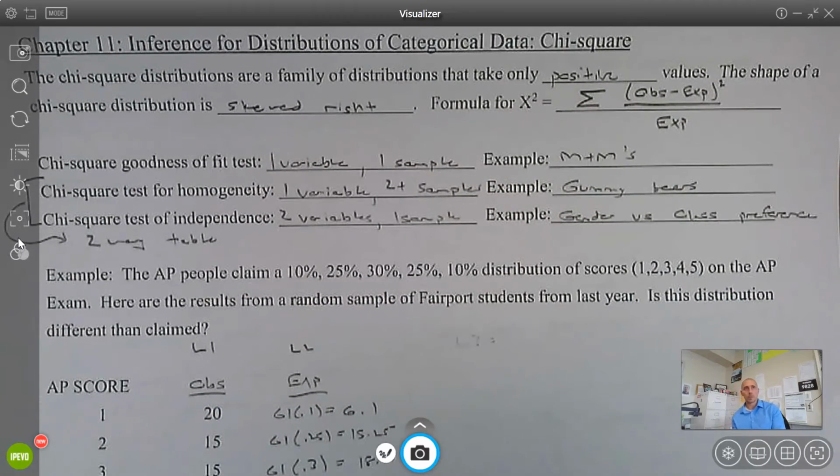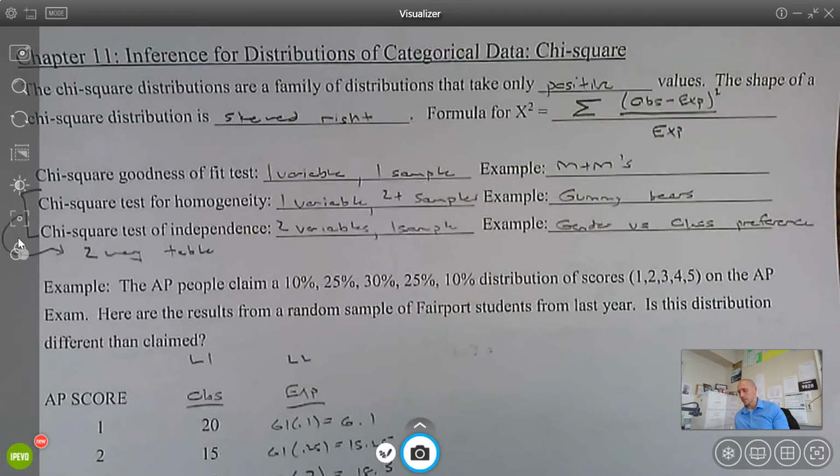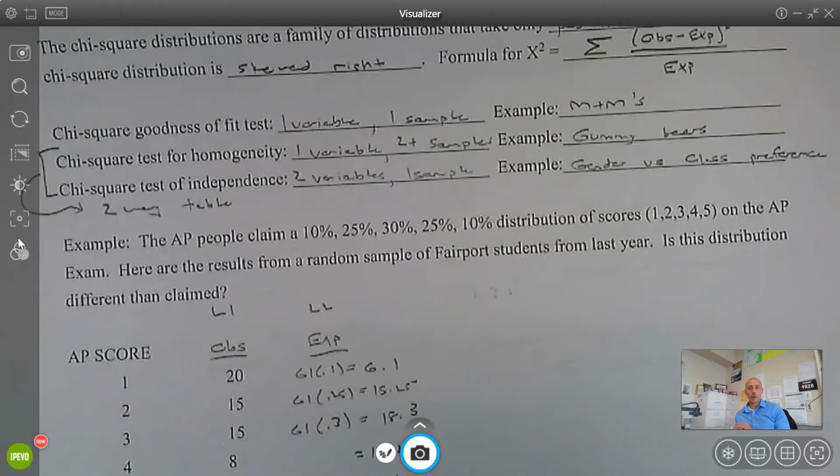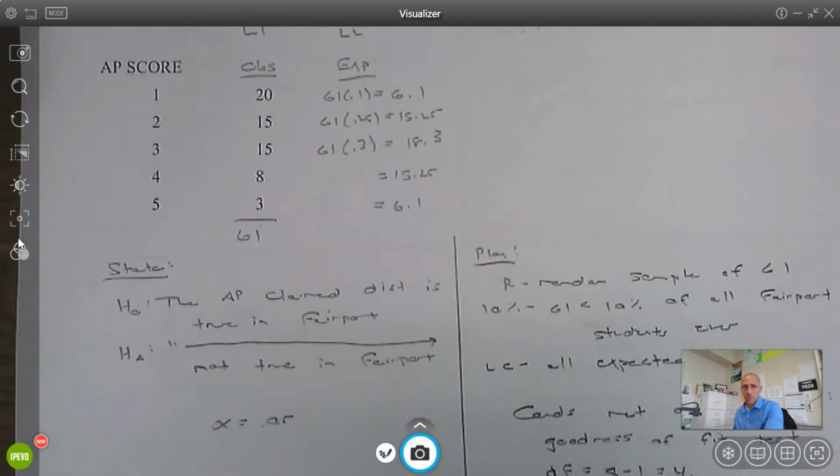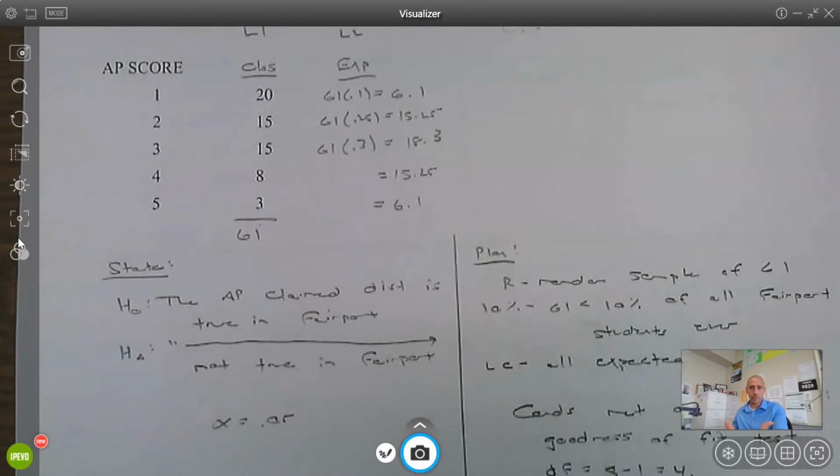The AP people, the College Board, claim these are the percent distributions for scores on an AP exam. So here are the results from Fairport last year, a random sample. Full disclosure, I just made this up. That's not their actual data. Is this distribution different than claimed? You'll remember for chi-squared, the hypotheses are all in words. There's no parameter that we're using. So the null hypothesis would be that the AP claim distribution is true in Fairport. That's the population we're looking at. And the alternative would be that the claim distribution is not true.